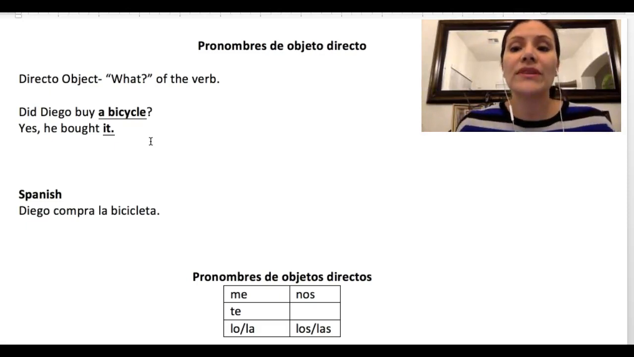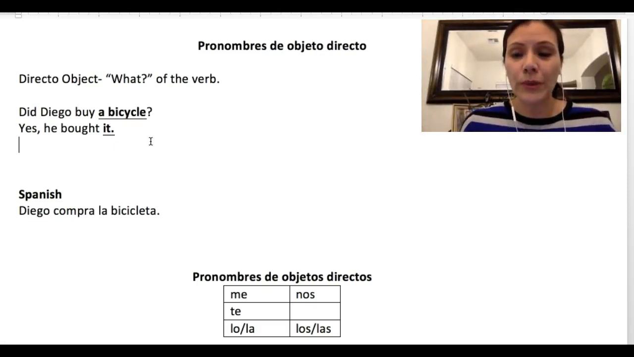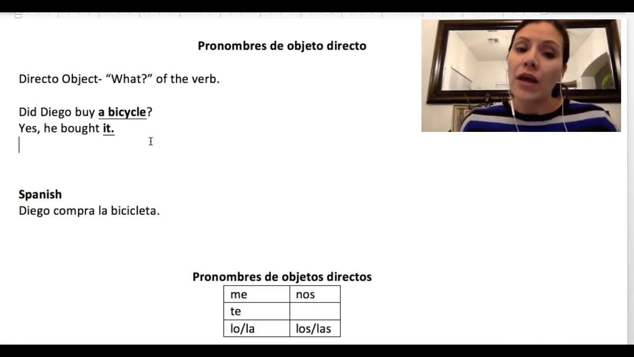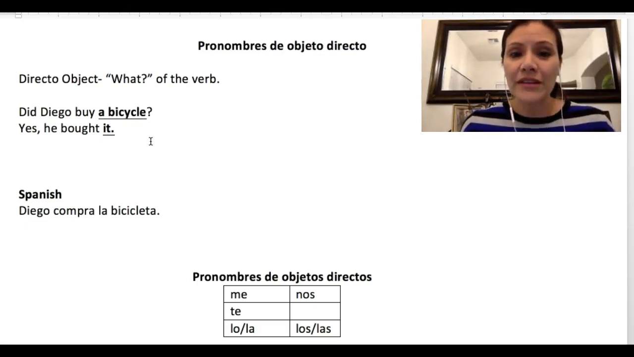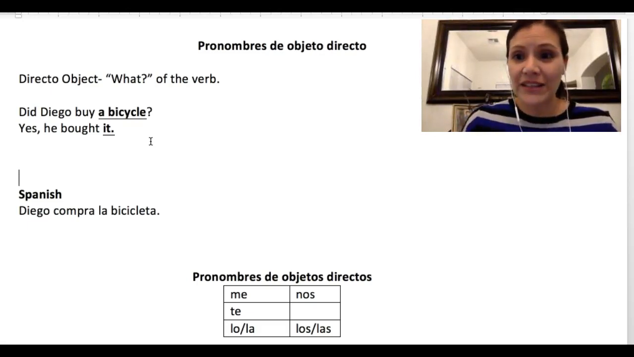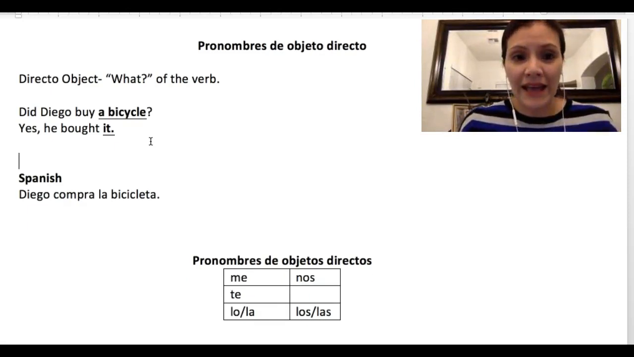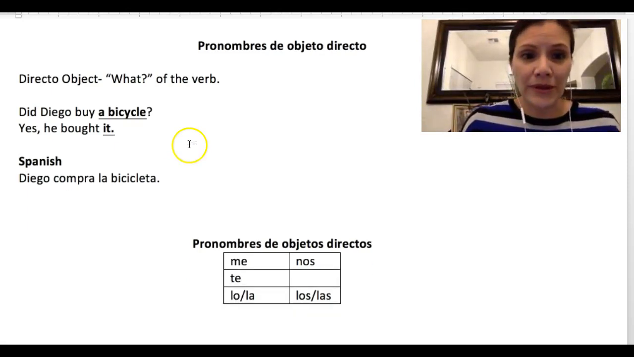So we're going to do the same thing in Spanish, where we're going to be identifying that direct object and then replacing it. Remember, anytime you're wondering, how do I find that direct object? You always find your verb and you ask yourself, what? And that'll take you to the direct object and then to use its pronoun.